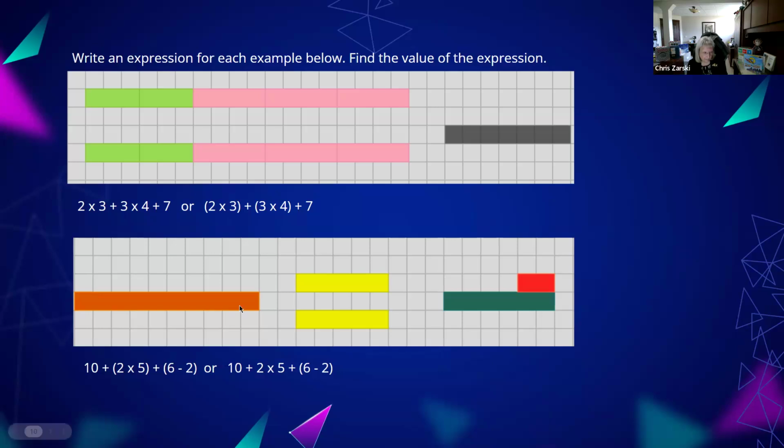Look at the bottom one. I have a 10. I have 2 groups of 5. And if you're not familiar, again, this represents a subtraction. I have the length of a bar, and I'm taking away this amount of that distance. So if this represents 6 and this represents 2, then I need to make sure that I do this subtraction, 6 minus 2, before I add that value into my expression that's over here. So I have 10 add 2 groups of 5, and I'm going to subtract the 10 or 6 minus 2.